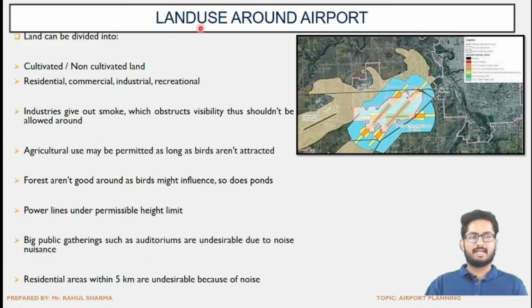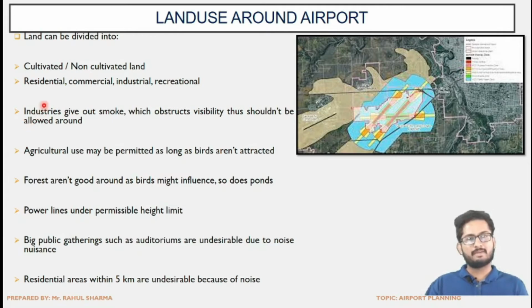Next topic is the land use around the airport. So specifically, what is the usage of the land which is surrounding the airport? Land can be divided into cultivated land or non-cultivated land, that is, on which growth of food can take place or cannot take place, pertaining to the agricultural aspect. It can be residential, commercial, industrial or for recreational purposes. So these can be very basic usages of the land.